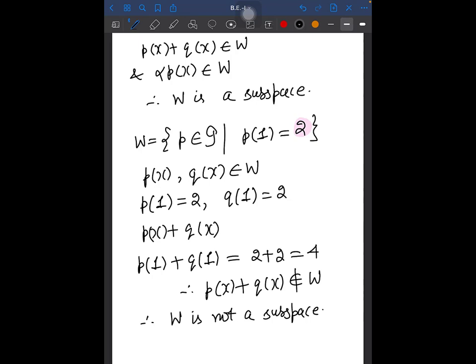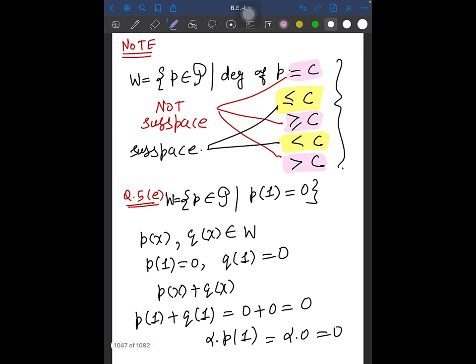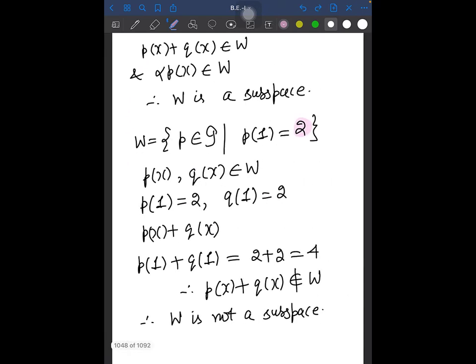So I want to point out the same fact over here. If the value of the polynomial at some point is 0, then it's fine, and most likely this will form a subspace. But if at some point the value is non-zero, then also most likely W is not going to be a subspace. So that's it for today.